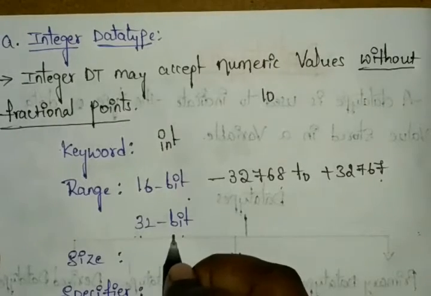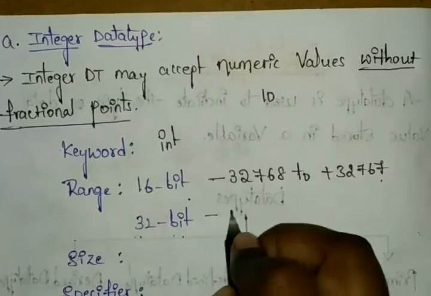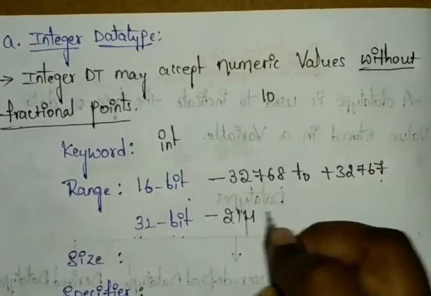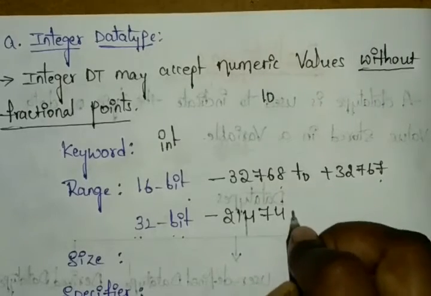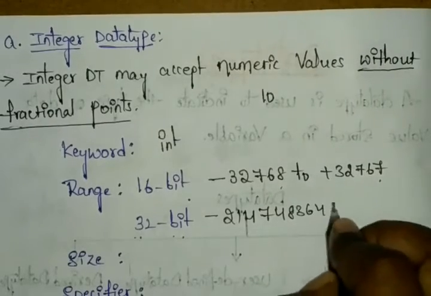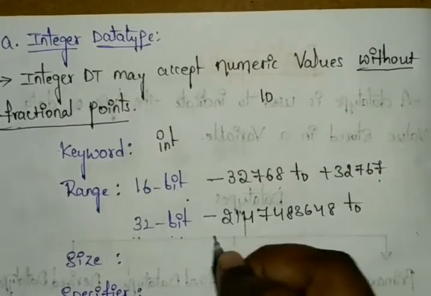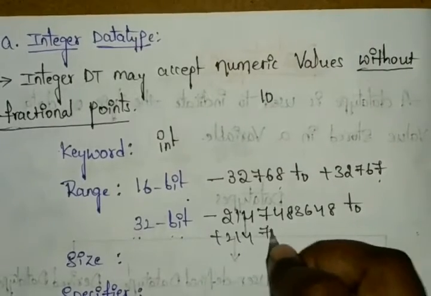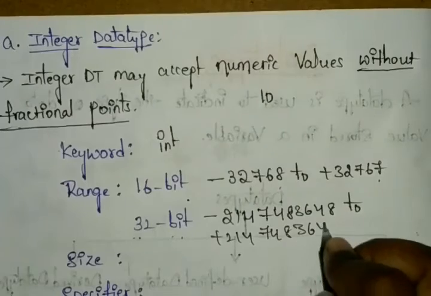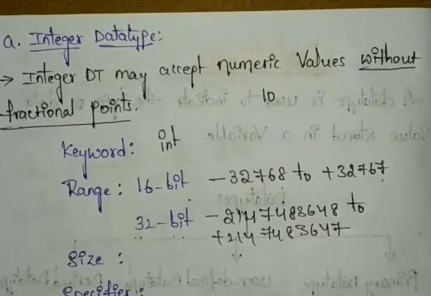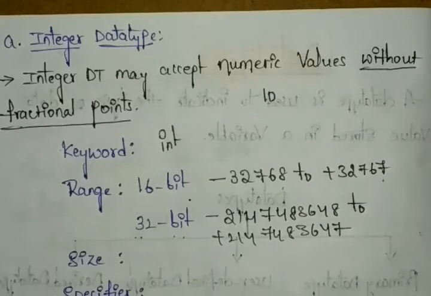And next, if it is a 32-bit calculation, it will have these values: minus 2,147,483,648 to plus 2,147,483,647. So it is a large value, a large value compared to the 16-bit computer.